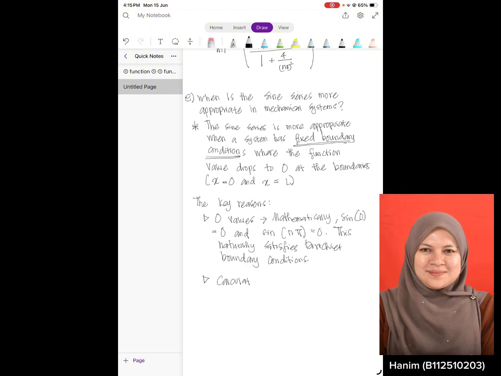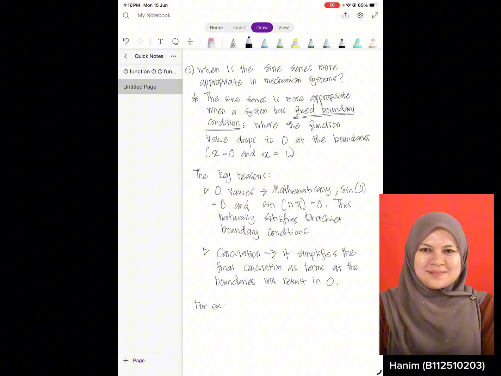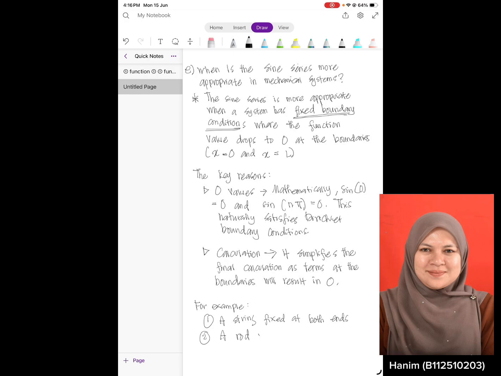For calculation, it simplifies the final equation as the terms at the boundaries will result in 0. For example, first, a string fixed at both ends, and second, a rod with fixed ends held at a constant 0 temperature, which is T equals 0 at x equals 0 and x equals L.